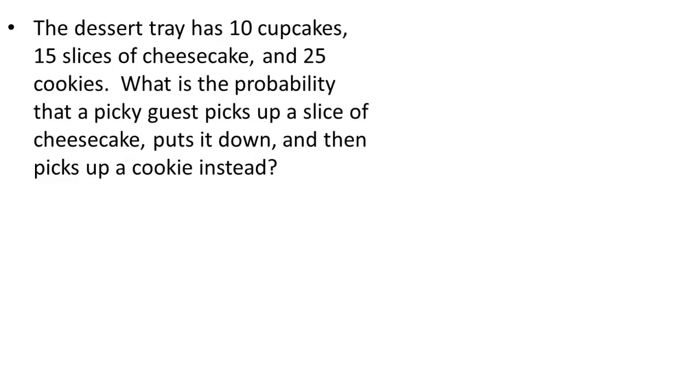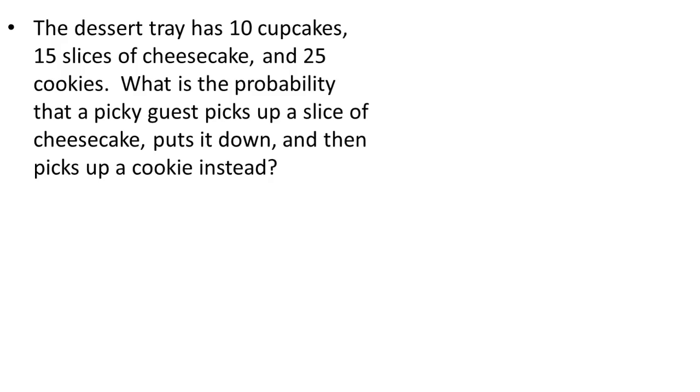The dessert tray has 10 cupcakes, 15 slices of cheesecake, and 25 cookies. What's the probability that a picky guest picks up a slice of cheesecake, puts it down, and then picks up a cookie instead? In this case, we have to understand a couple pieces of information. If we're figuring out the probability of events happening in order, we're treating it like "and" probabilities. We're multiplying the individual probabilities together.